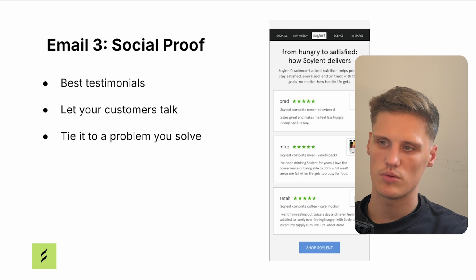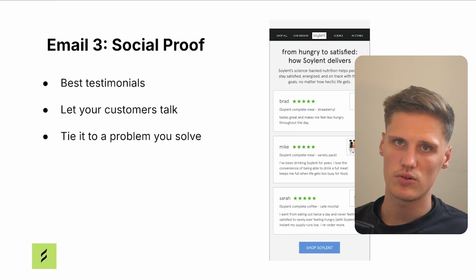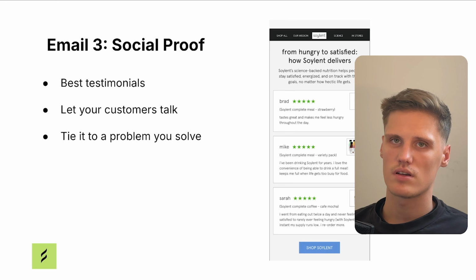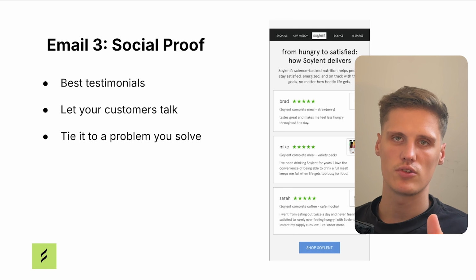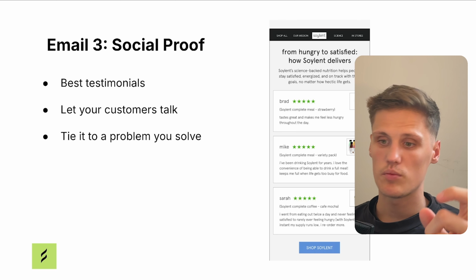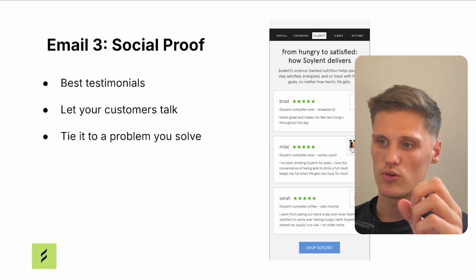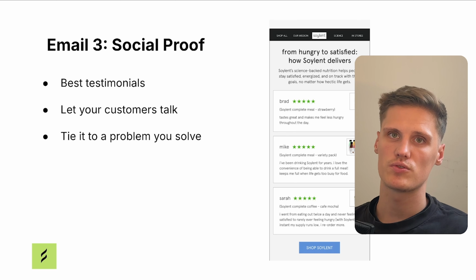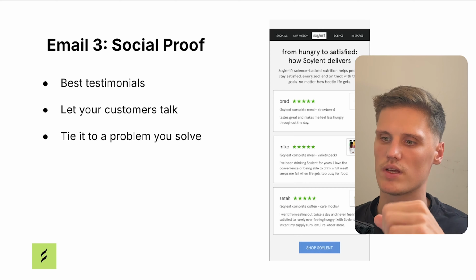Email 3 is all about social proof. In the first 2 emails you talk about your brand, your mission, your founding story, and now it's time for your customers to do the talking for you. In this email, you can include some of your best reviews or testimonials. Even better if you can tie this to a specific problem that you solve. For example, if you have a problem solution type of product, you can nitpick these reviews and add them to the email that showcase how your product has helped different customers solve that problem.